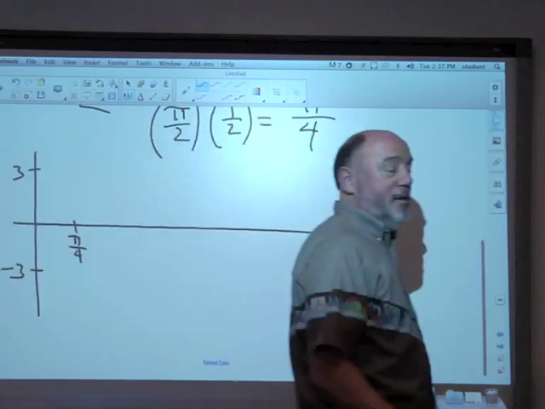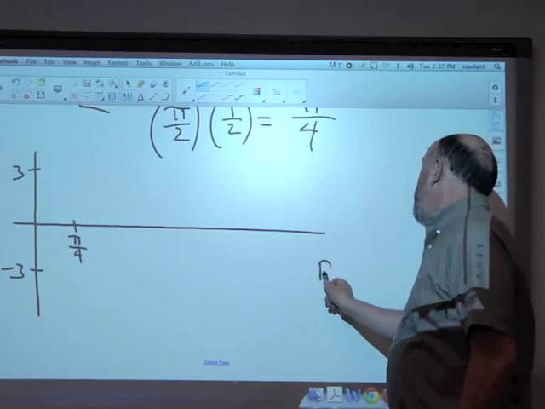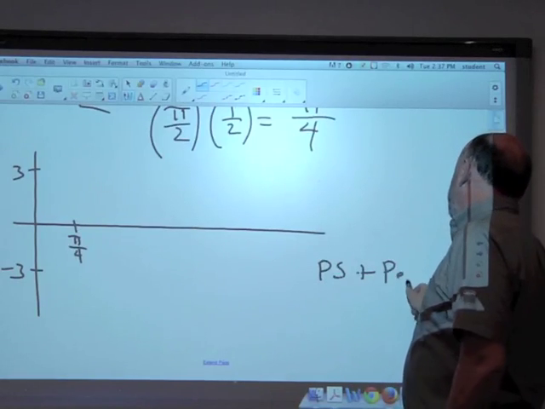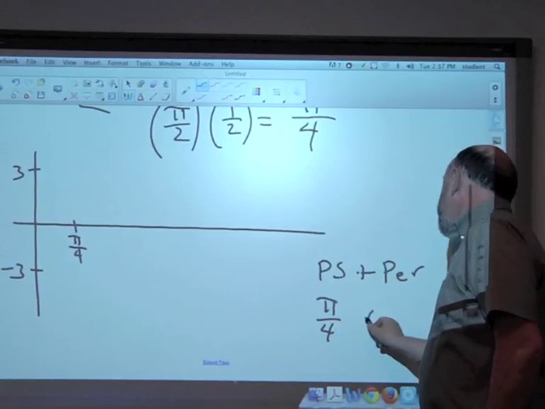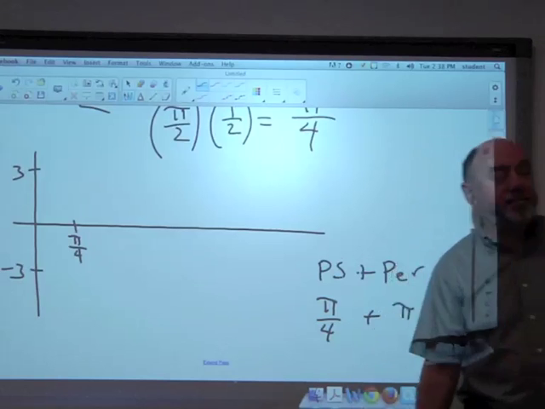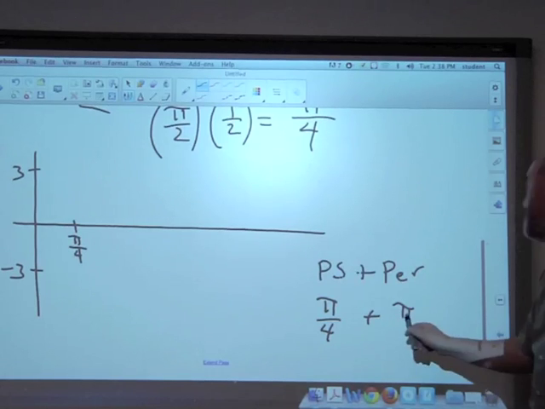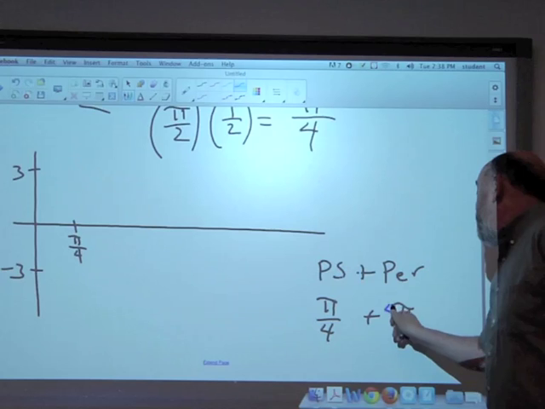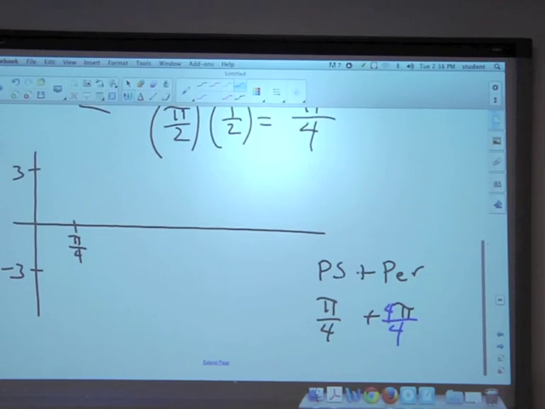Now, the period. What I want to know is, where is the ending point of the first cycle? Because after all, a sine wave goes on forever and ever in both directions. So to get the end point of my first cycle, we're going to take the phase shift and add the period. So we've got pi over 4 plus pi. Well, in order to add fractions, we need a common denominator, which will be what? 4. So pi is the same thing as saying 4 pi over 4. So pi over 4 plus 4 pi over 4 takes us to what?